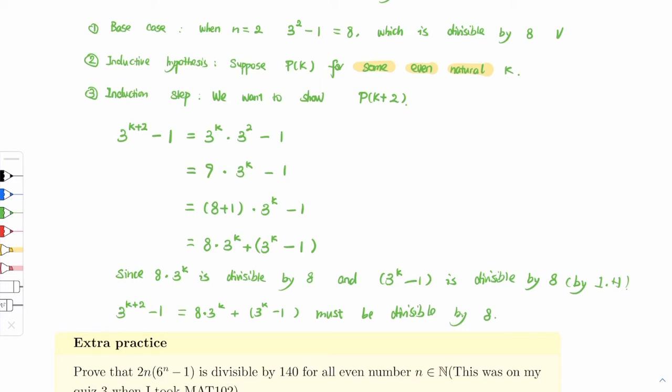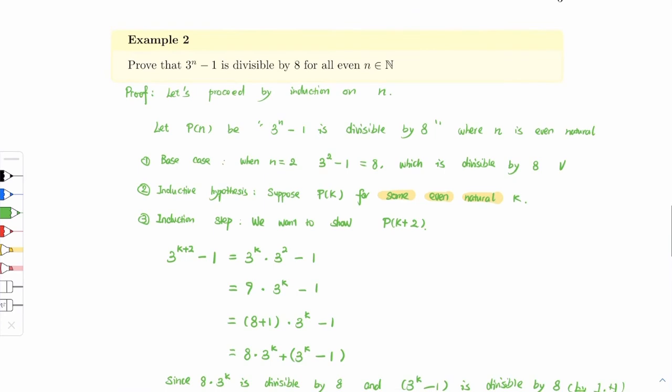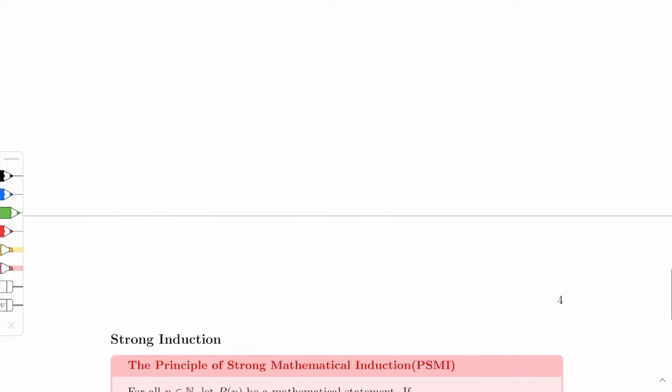Okay, so therefore, by PMI, P of n is true for all even natural n. That's the end of the proof. I left extra practice here. This question was my quiz question when I took MAT102, so try this. It's a good question. Anyway, strong induction.